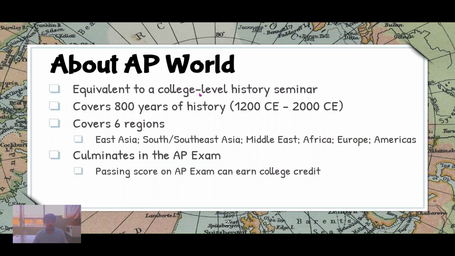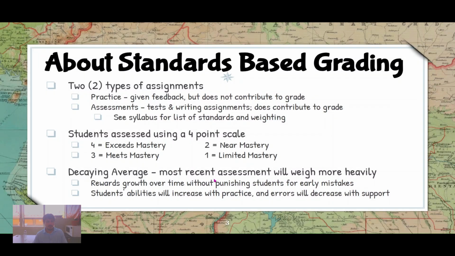So, getting into it real quick, this is all about AP World. AP classes are equivalent to a college level history seminar. It covers a lot of history, about 800 years, and it covers the whole world: East Asia, Southeast Asia, Middle East, Africa, Europe, and the Americas. So it's a lot, though it goes a little bit into each area. We're covering lots of places and lots of time, but we're not going too deep into any of them. This all ends at the end of the year, of course, with the AP exam, and getting a 3, 4, or 5 means you earn college credit. Threes are not accepted everywhere, but in many places.